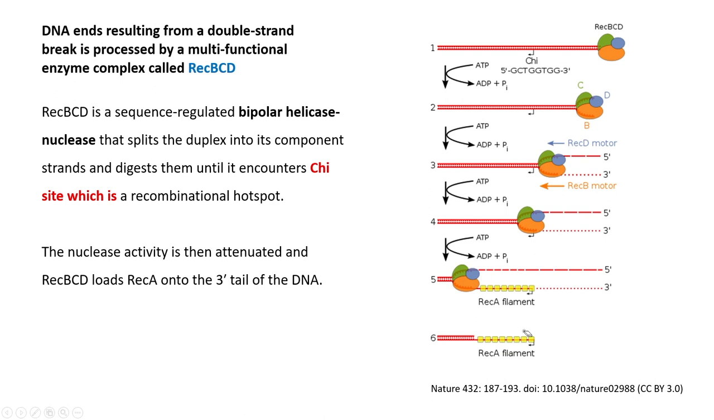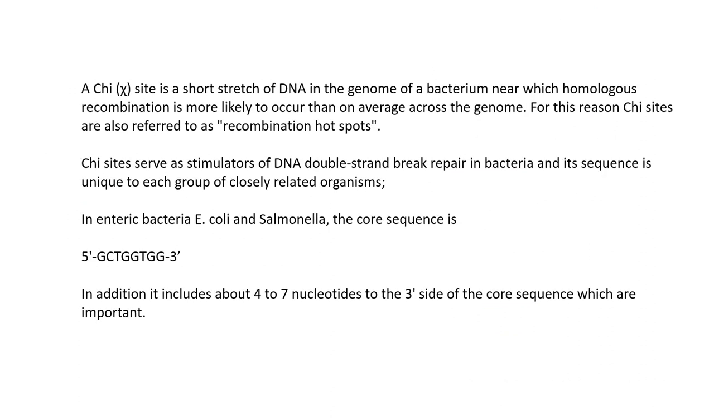One thing we have to remember is that RecBCD has two functions. One is that it opens the DNA with its helicase activity. The next is its nuclease activity. The chi site is a short stretch of DNA in the genome of a bacterium near which homologous recombination is more likely to occur than on average across the genome. For this reason, chi sites are also referred to as recombination hotspots.